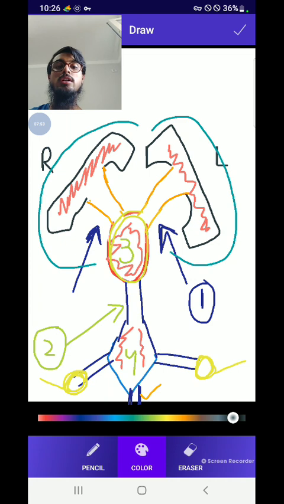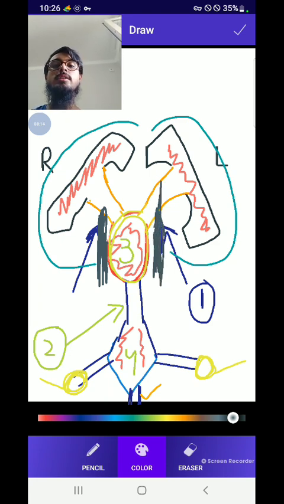We have a structure called the thalamus, which is deep in the cerebral hemispheres. The thalamus is part of the diencephalon. So here is the right thalamus and the left thalamus, and between the thalamus there is a cavity, an empty space, which contains the cerebrospinal fluid, called the third ventricle.